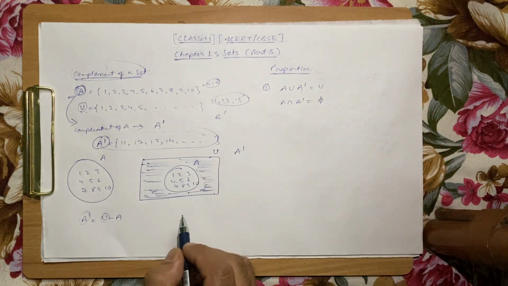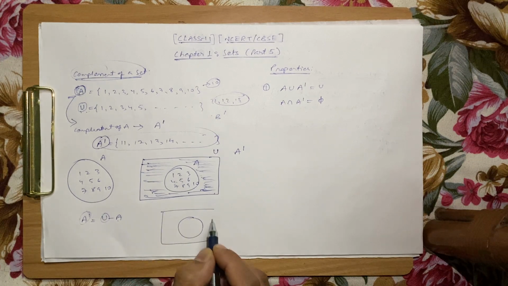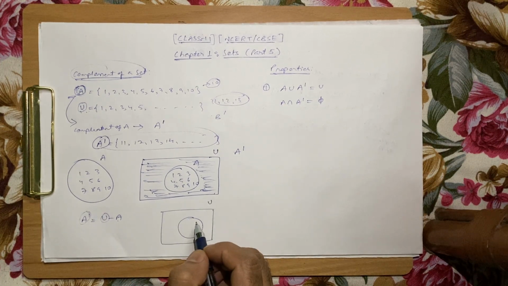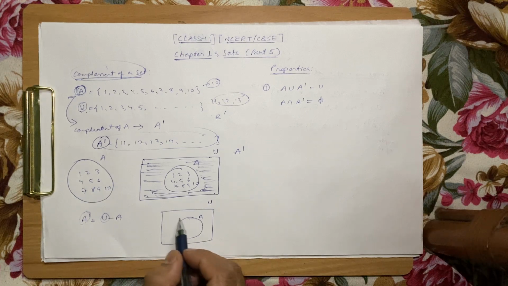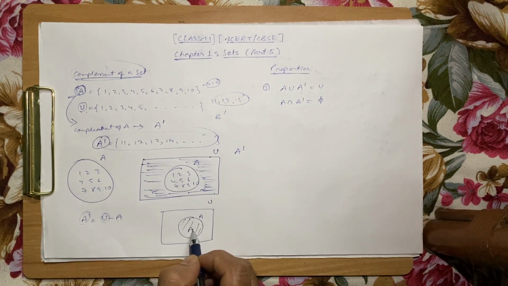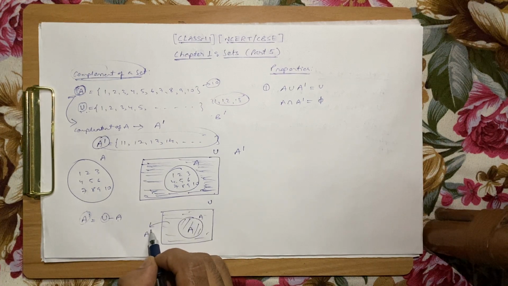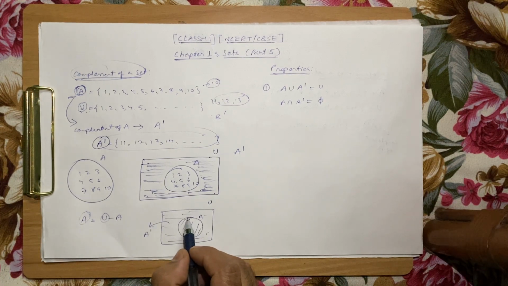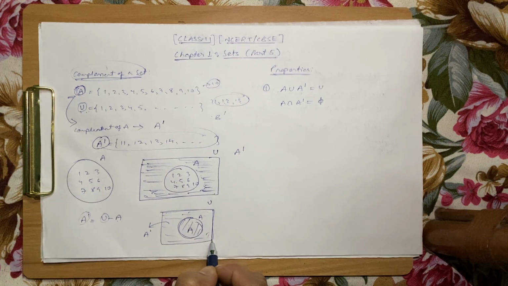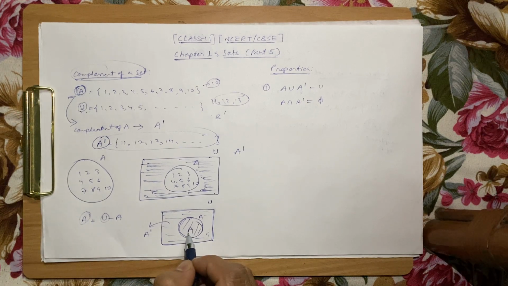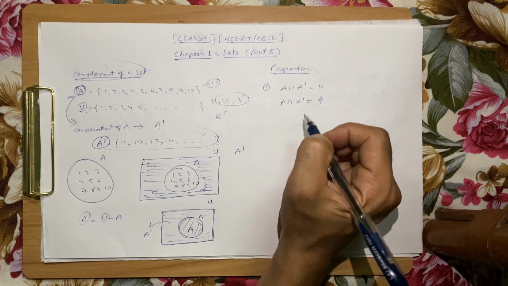Let's see how. Let's say you have a set A, and there is a universal set for this set A. This is the universal set, and this is the set A. The inside region is A, right? Whatever element is present inside this circle belongs to the set A, and the outside region is A dash, right? So when you combine this region and the rest of the region, it will form the complete universal set. So the union of A and A dash will give you a universal set.